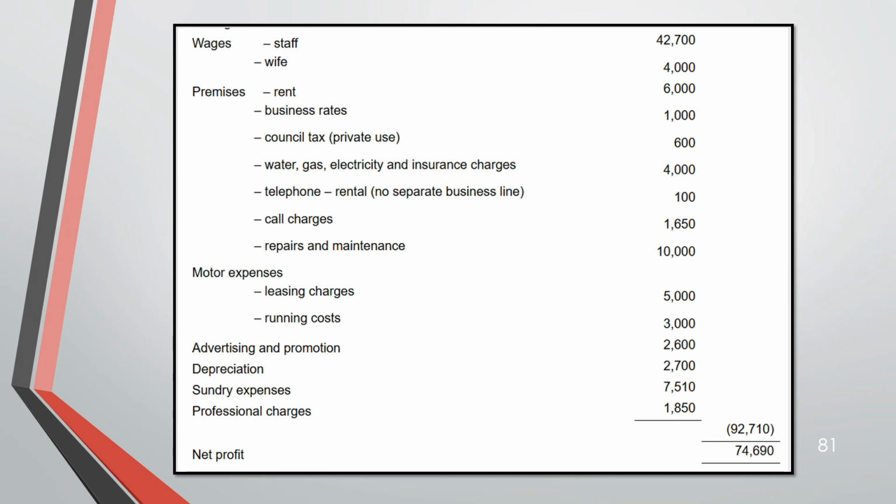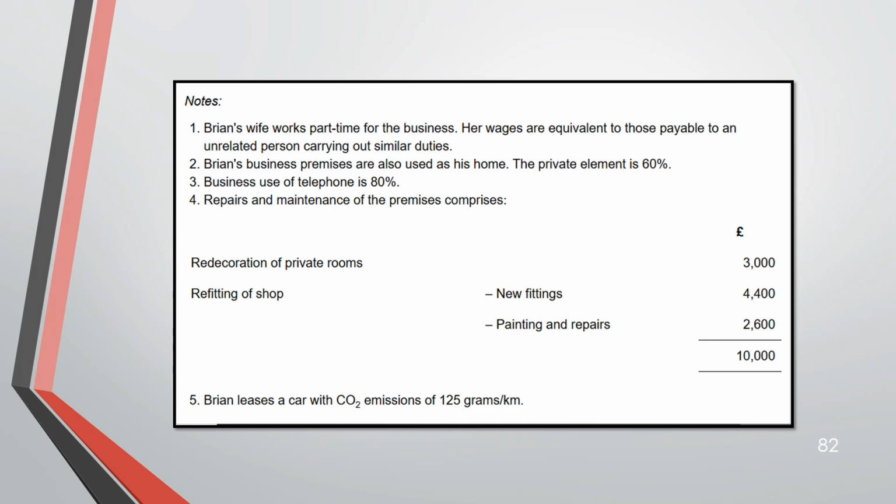Now, wages for staff and wife have been given. Then premises, rent, business rates, council tax, water, gas, telephone, call charges, repairs, maintenance, motor expenses, leasing charge, running cost, advertising, promotion, depreciation, sundry expenses, professional charges. Everything is deducted from gross profit and you end with the net profit of 74,690. Now, there are some notes, so we'll read the notes. Brian's wife works part-time for the business. Her wages are equivalent to those payable to an unrelated person carrying out similar duties. No adjustment required because same wages. His wife is not receiving an excess wage.